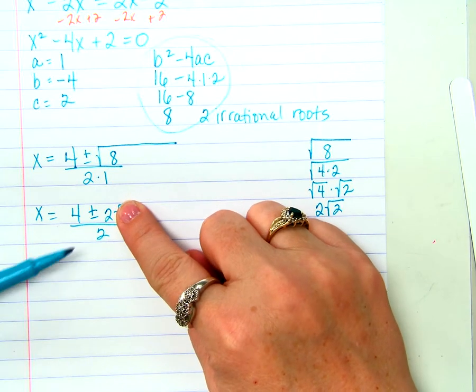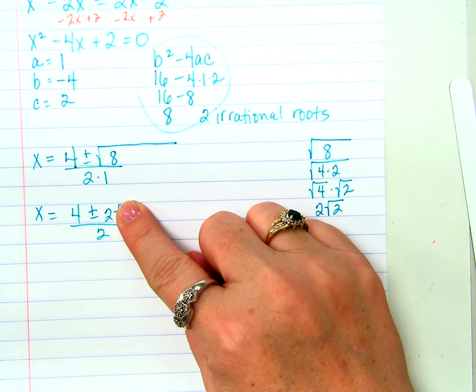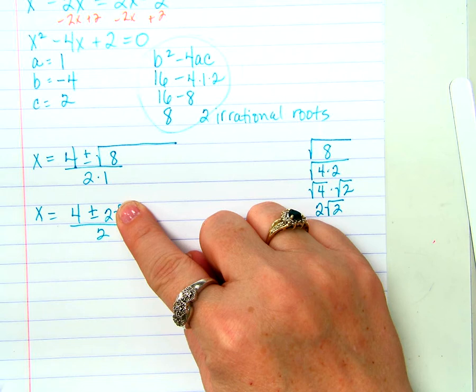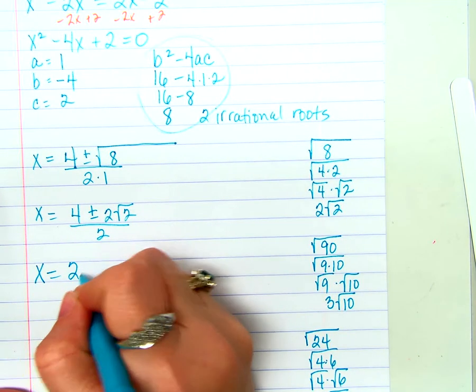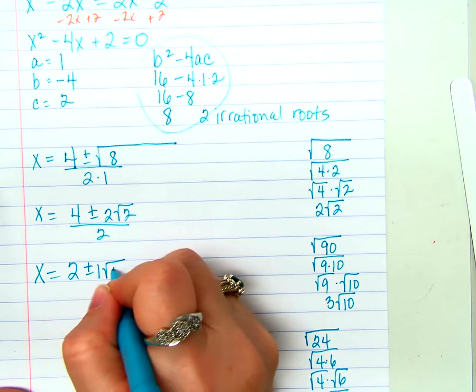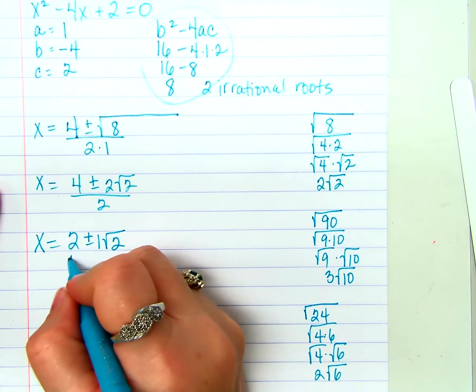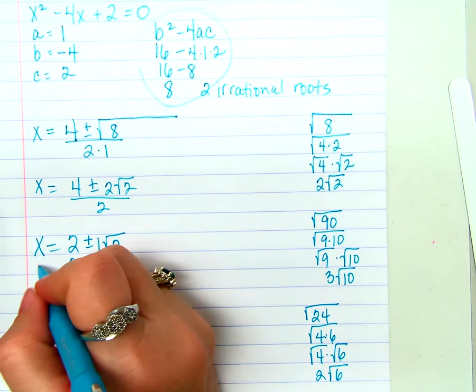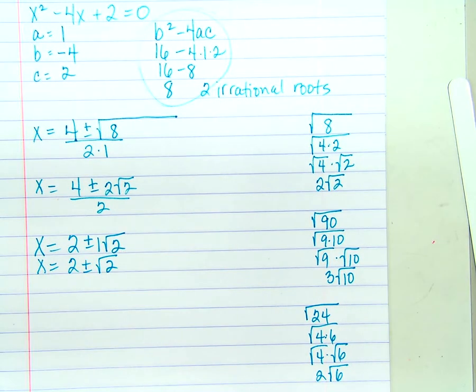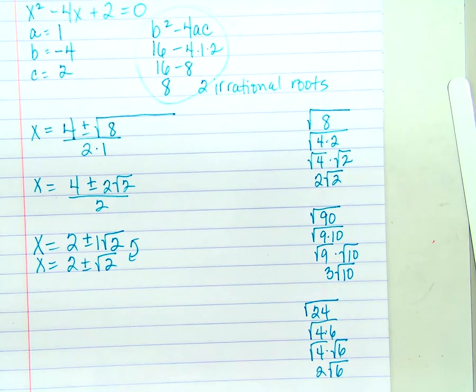Okay? Is everything in the numerator divisible by 2? Then I can divide everything in the numerator that I'm allowed to, not what's in the square root. X is going to equal 2 plus or minus 1 root 2, because that's what I heard, but this is also perfectly acceptable. Okay? Either one of those are fine. You can leave the 1 there if you want. You can not write it if you want. Questions?